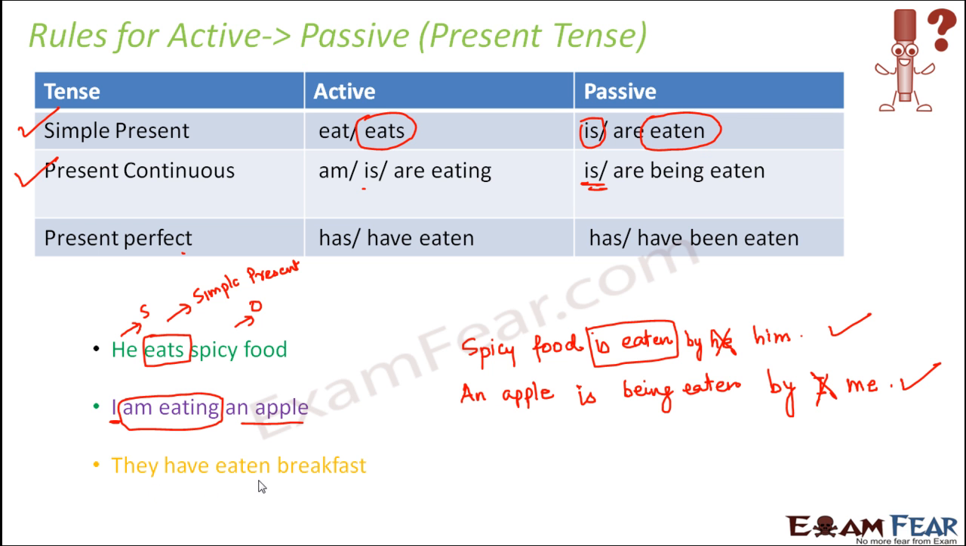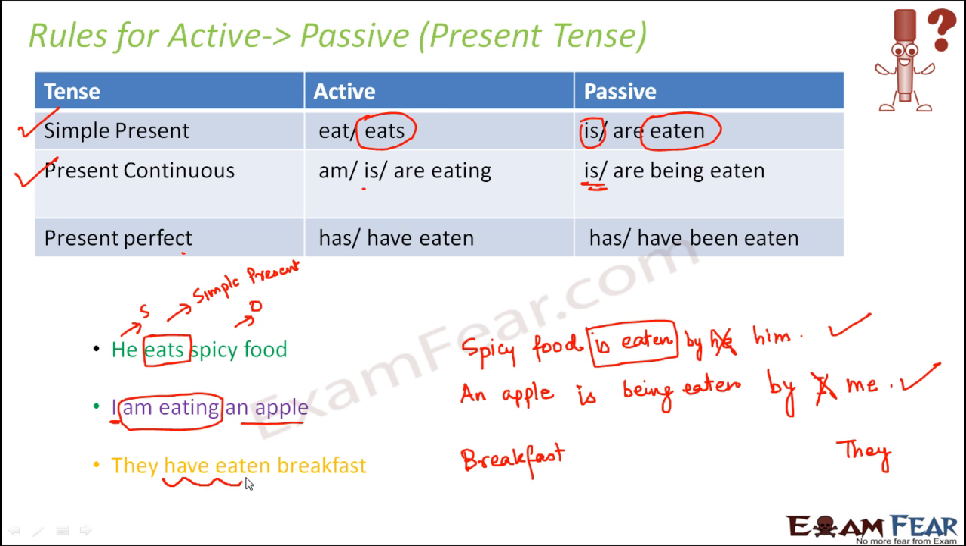Right? Now let us take an example of present perfect tense. Like they have eaten breakfast. So this is present perfect. So whenever you have has, have, eaten, so that's present perfect. So they have eaten breakfast. That means they have just now finished off their breakfast. So in this case, again, your first step would be to interchange the subject and the object. So object here is breakfast and subject is they.